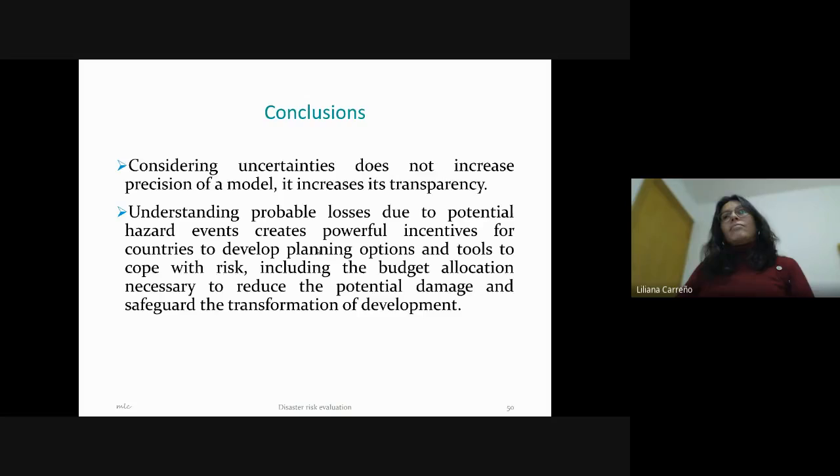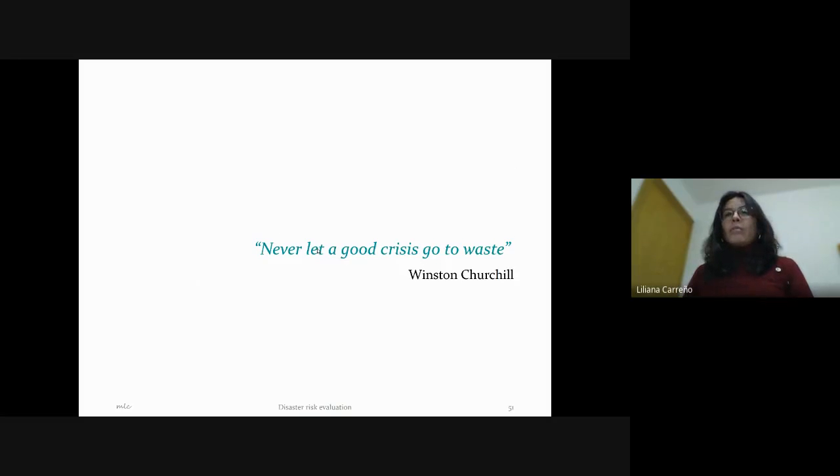Now, just to finish, I would like to leave you this remark attributed to Winston Churchill. I think that is very good for this base. Never let a good crisis go to waste.